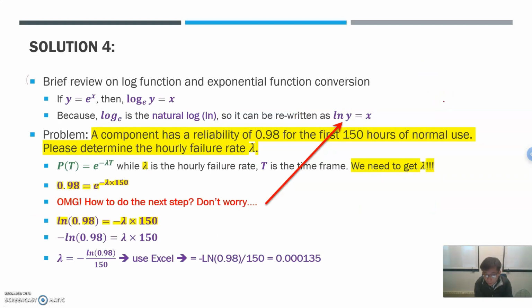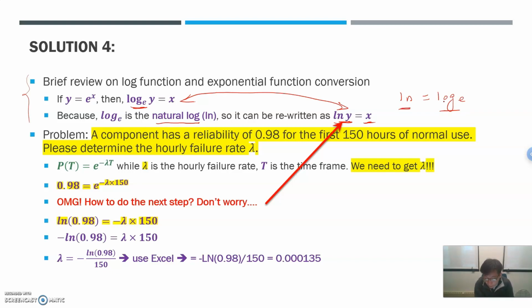So this is a brief review of log function and exponential function conversion. If you remember, y equals e to the power of x, and then log base e of y is equal to x. Okay, if you forgot all of these, I recommend you pause for a second to read through the lines and see how it goes. And because log base e is the natural log, ln, ln y equals x. So these two are the same thing basically. Natural log is equal to log of e. Just remember this law here.